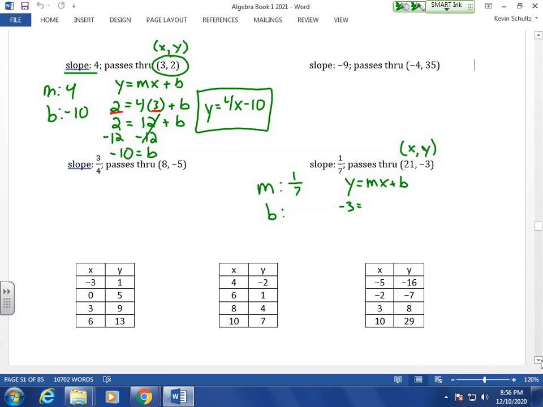Our slope is 1/7. That's m. Our x value is 21. We're multiplying m and x. That's why I put 21 in parentheses there. And we're solving for b.